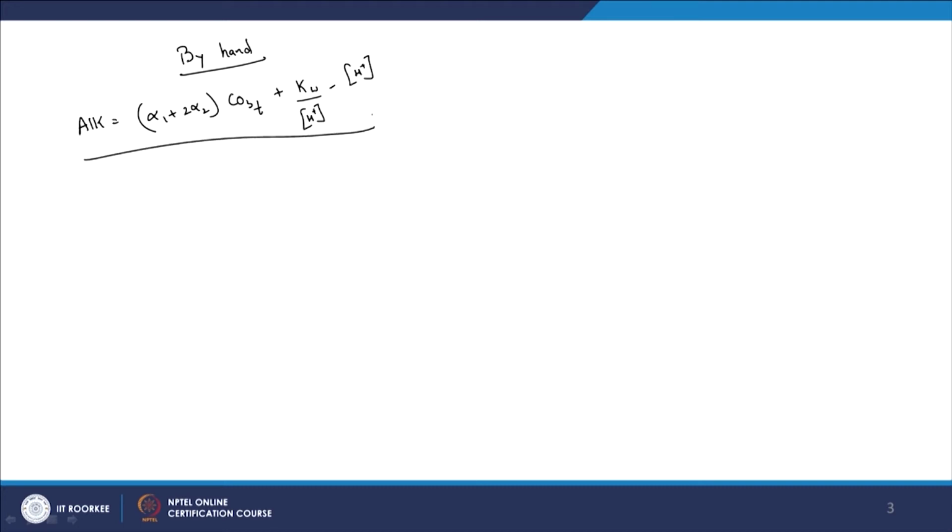Similar to the previous case, we are just going to understand how to get this done by hand. So what are the fundamental aspects here? We have alkalinity equal to (alpha 1 plus 2 times alpha 2) into CO3 total, plus Kw by H plus, minus H plus. This is something that we have used in the previous session too, so I do not need to elaborate. First we are going to look at how to calculate this by hand.